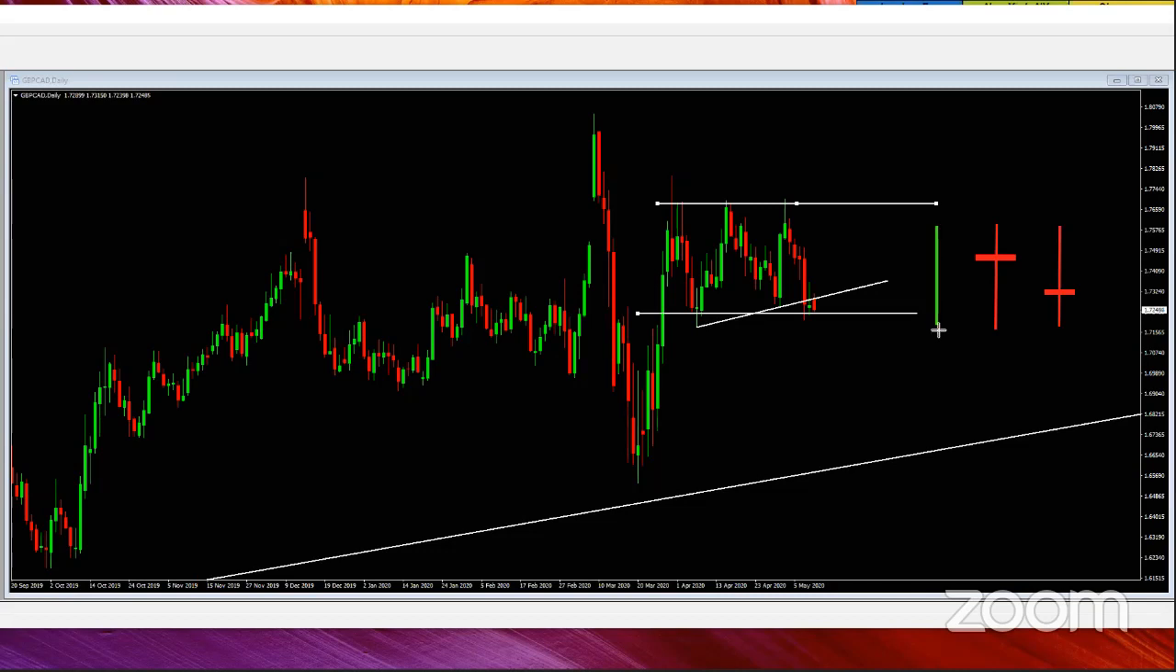Now, the most important thing to recognize about the spinning top is that it's about the body and not about the bar. That could be a spinning top as well. So all of these are spinning tops, and we have one right here. That's a spinning top there on the daily, and that effectively shows indecision. That's what the spinning top is. It's the same sort of thing as a doji, but look at the body.